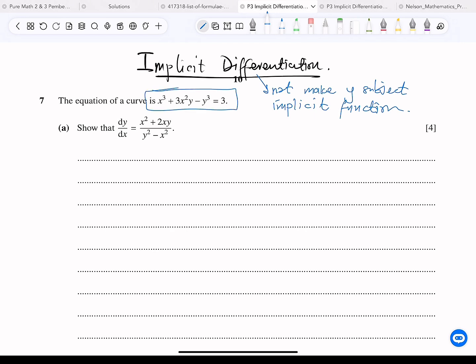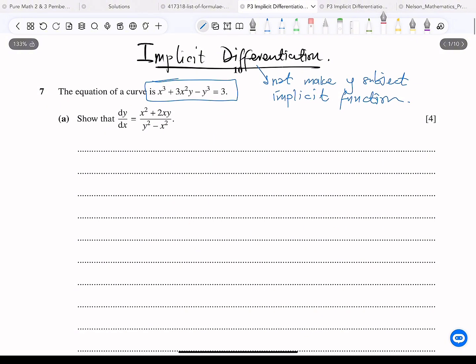Because if I tell you to make y the subject right now, you are going to find it very difficult to do so. Hence, this is an implicit function, and we are going to apply differentiation to it, so we call it implicit differentiation. Now that we have recapped all that we need, we can start the business.